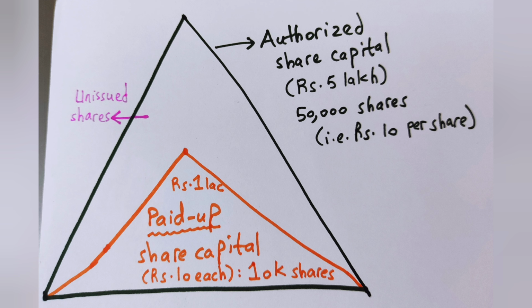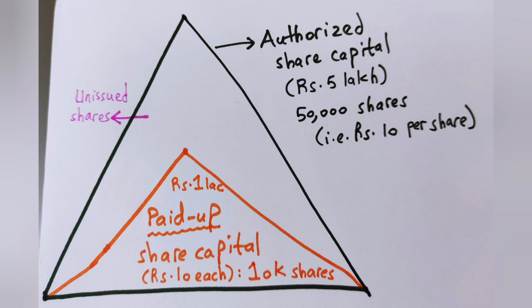So the monetary value is going to be 4 lakh rupees, and that is going to represent 40,000 shares. So you have an unissued share capital at the moment. In this picture, in this triangle, you can see that you have an unissued share capital of 40,000 shares, and that is something that you are authorized to issue in the future later on when you feel that your company basically needs to raise more money.